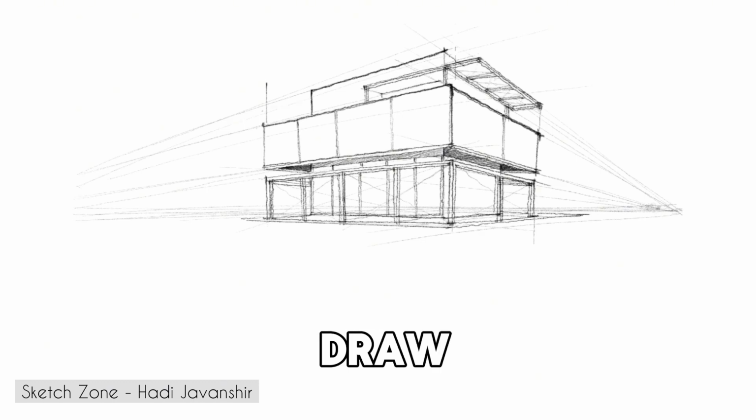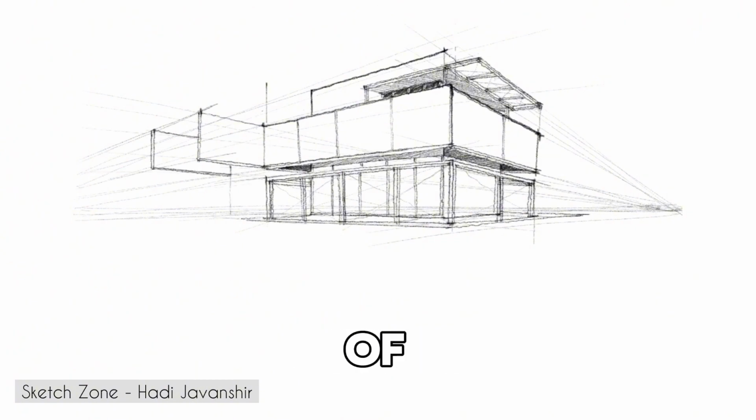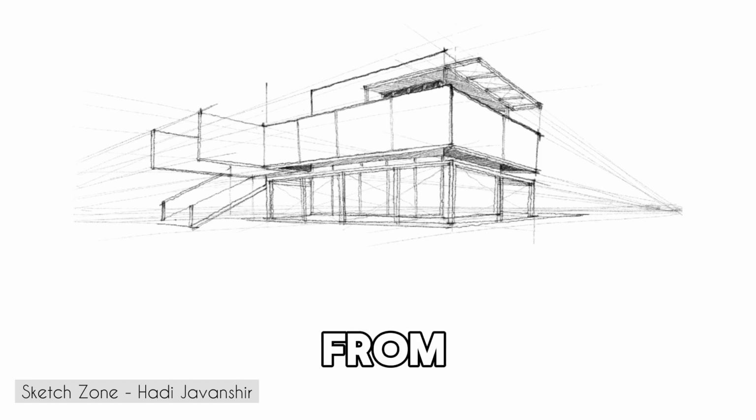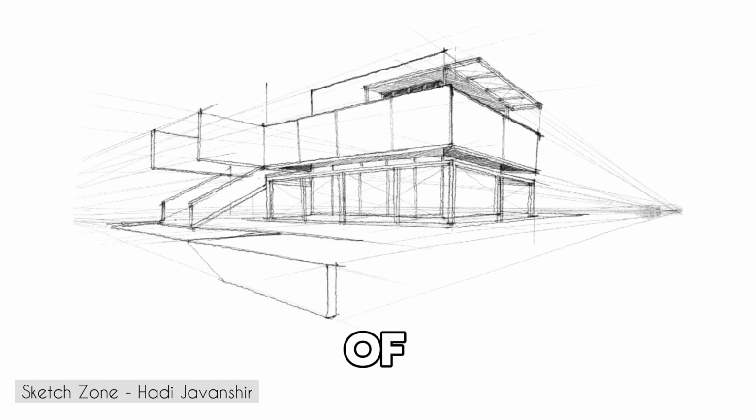Next, we need to draw a vertical line somewhere between the vanishing points. This will be the corner of the building. Then, we need to draw two diagonal lines from the top and bottom of the corner to the vanishing points. These will be the edges of the building.